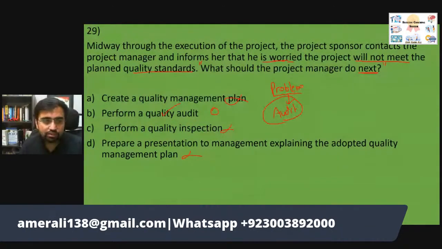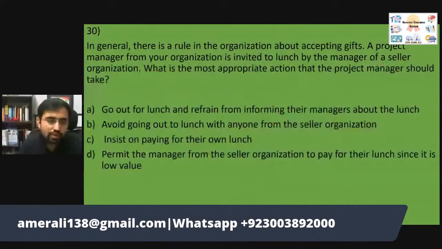Let's go to the last question of today. What is the most appropriate action that a project manager should take? Go out for lunch, and refrain from informing the manager about the lunch. That does not seem like something a project manager should do. Avoid going out to lunch. Okay. Insist on paying for their own lunch. Okay. Permit the project manager from the seller organization to pay for their lunch. Something about lunch, I can say that for sure, is there in the question.